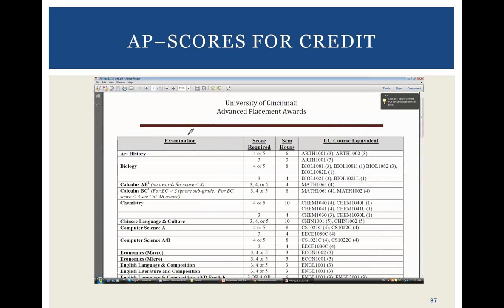Every university treats the scoring for AP exams and IB exams a little bit differently. This is just an example from my wonderful hometown of Cincinnati. At our university, you can see there are AP exams in history, biology, calculus, chemistry, Chinese, pretty much any university class that you can think of. This is how they treat it. If you get a 4 or a 5, it's as if you took a year of art history. If you get a 4 or a 5 on the art history exam.